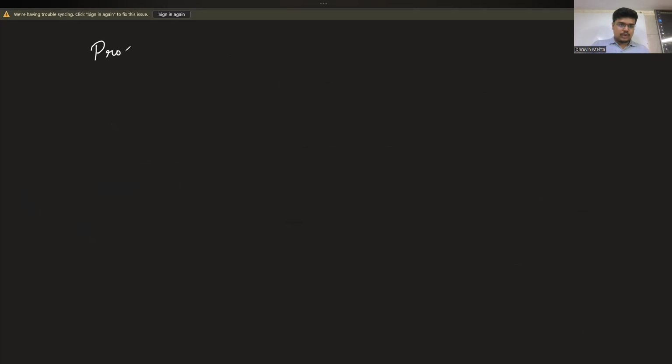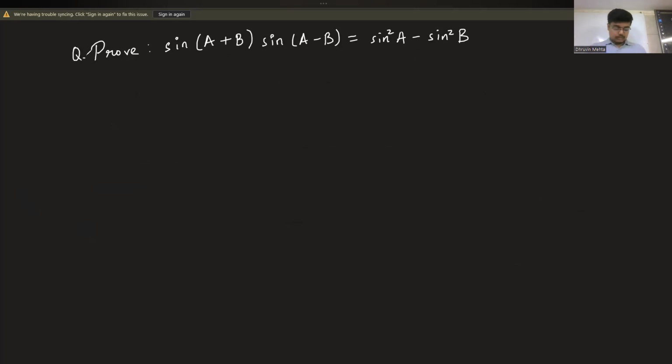So now we have a proof based question. Prove that sine of a plus b into sine of a minus b is equal to sine square a minus sine square b. Use the formula. We know the formulas, we'll start with left hand side. We know the formula for sine of a plus b and sine of a minus b. Use that formula. तो तुझे समझ आ जाएगा आगे क्या करना है.